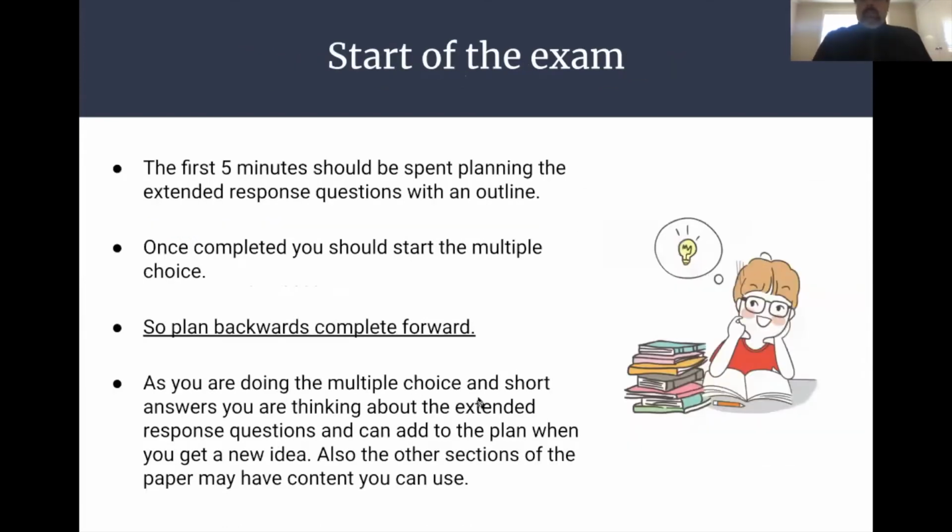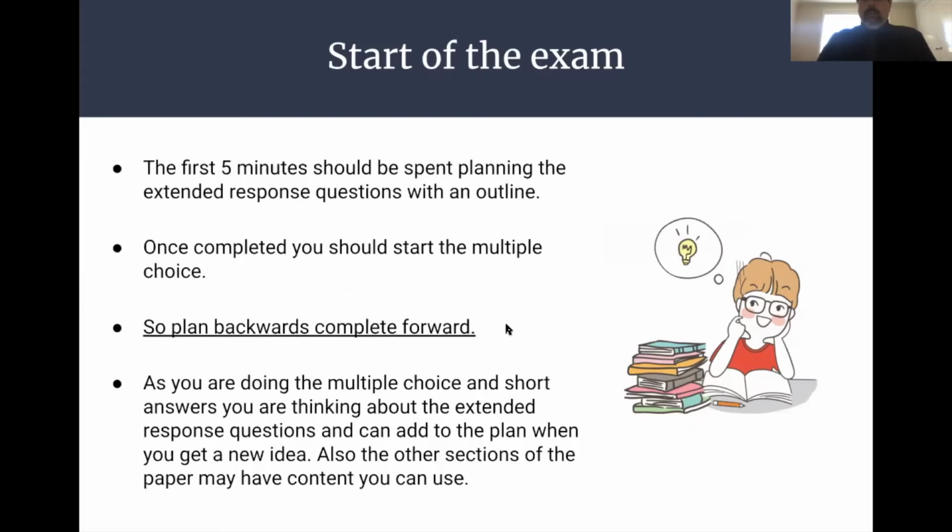Once the exam starts, the first 5 or 10 minutes in that exam, you should be planning. Okay, most students, when the exam starts, they just start with the multiple choice straight away. Okay, my suggestion is that you look at those 2 extended response questions and you're planning. You're planning on those pieces of paper that you already have in front of you that you're going to write your answer on. So the idea here is plan backwards, but you're completing the exam forward.